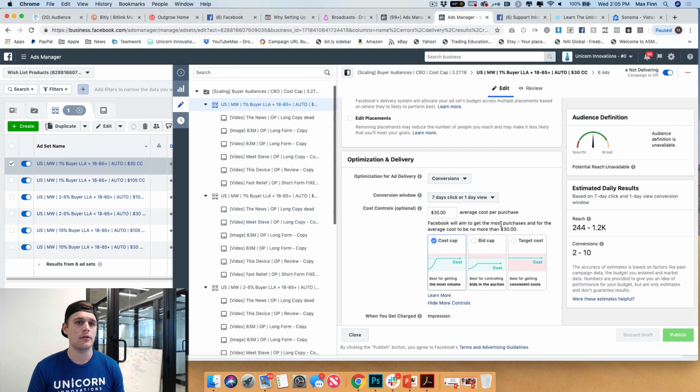So again, I think it's really, really important, especially when you get into the optimization and scaling phase of your media buying, that you take control of the bid and don't just rely on auto bid. So again, I highly recommend checking out manual bids. We recommend cost cap bidding.